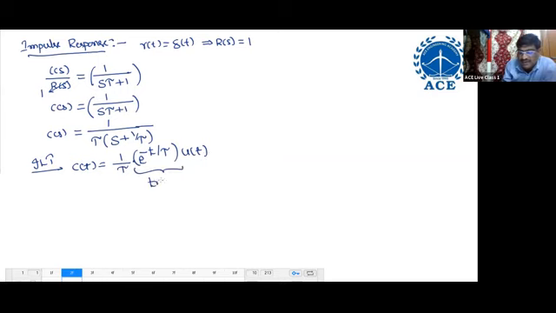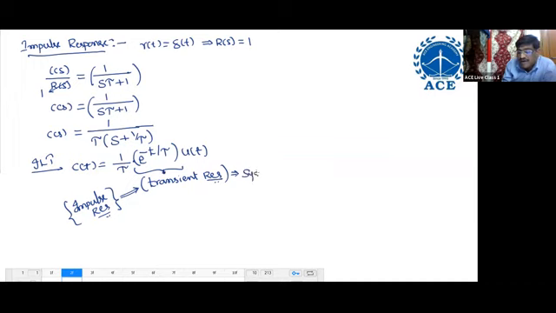It is called the transient response. Is it a transient or steady state? e power minus t by tau is a transient response. The impulse response consists only of the transient term. The transient term consists of the system parameter. What is the system parameter here? Tau is the system parameter.